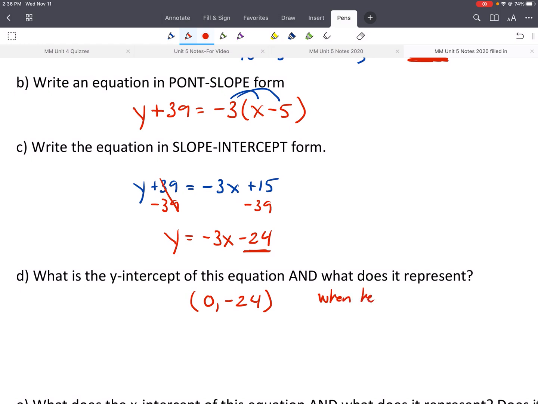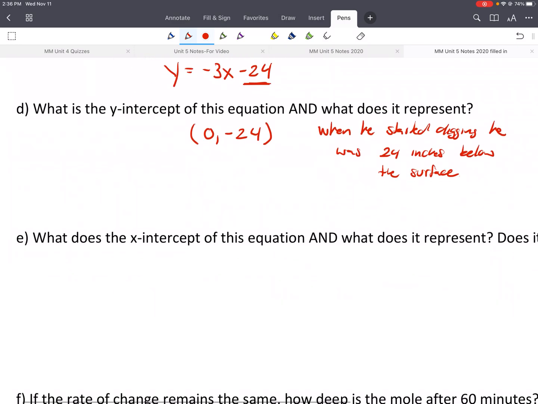When he started digging, he was 24 inches below the surface. Okay, something like that. Want to find the x-intercept? Well, you know what to do. We'd set y equal to 0 and we'd solve.